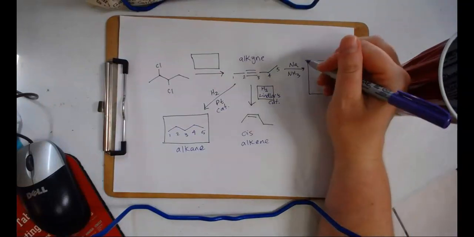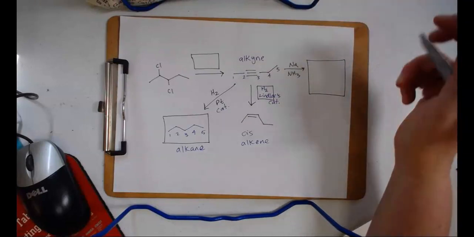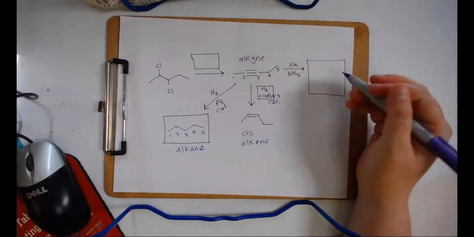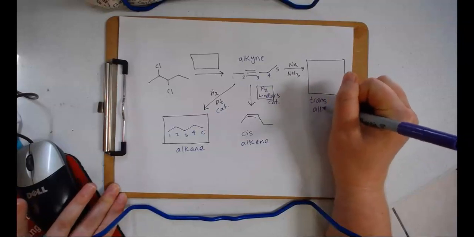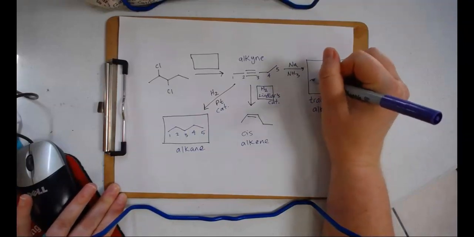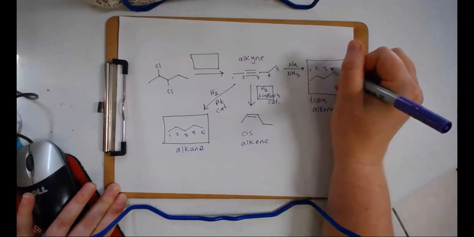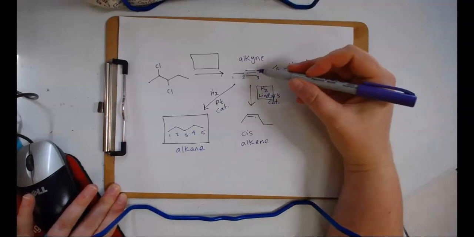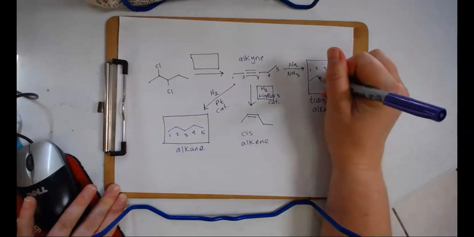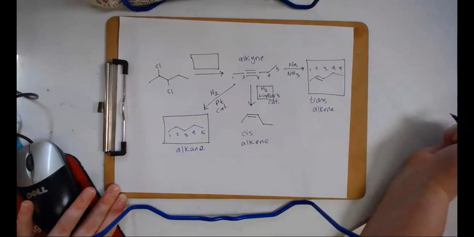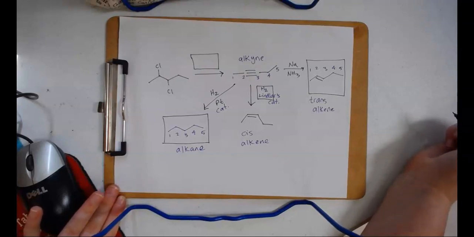And then when we use our sodium and ammonia, we know that this is going to create a trans alkene. So 1, 2, 3, 4, 5. And my triple bond was between carbons 2 and 3. So my double bond should also be between carbons 2 and 3. And we have drawn it trans.